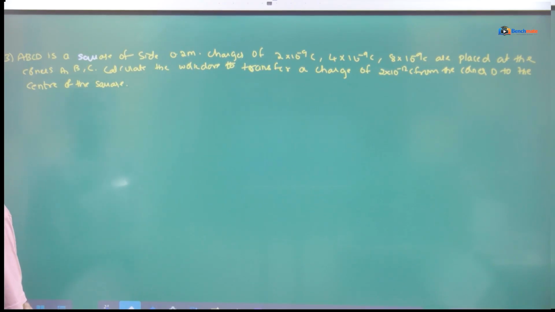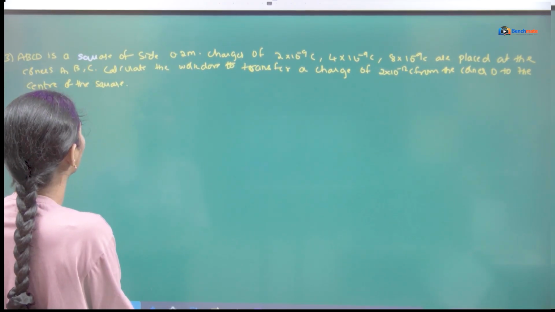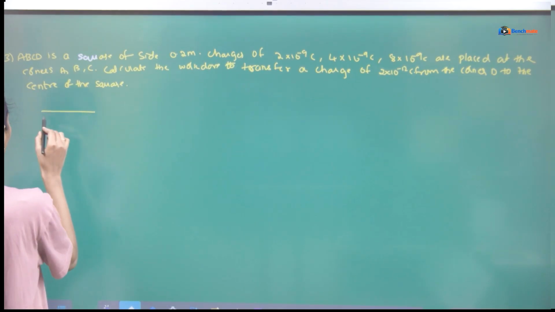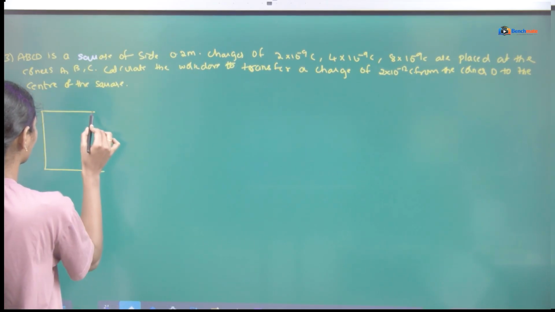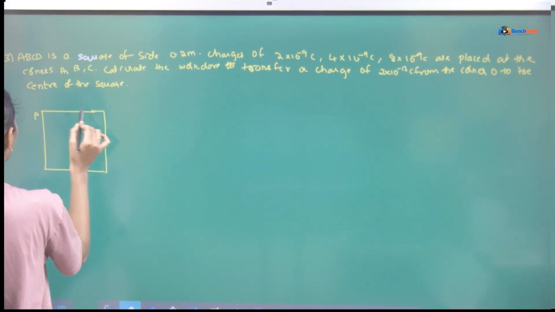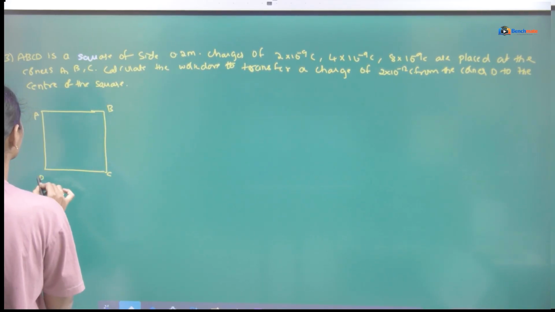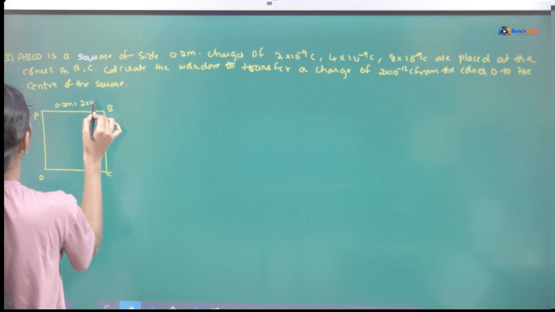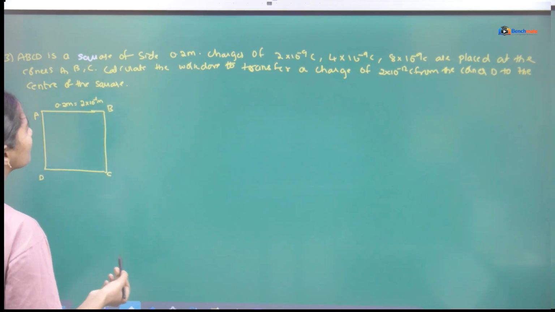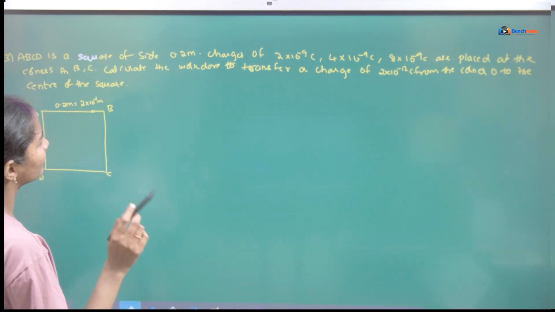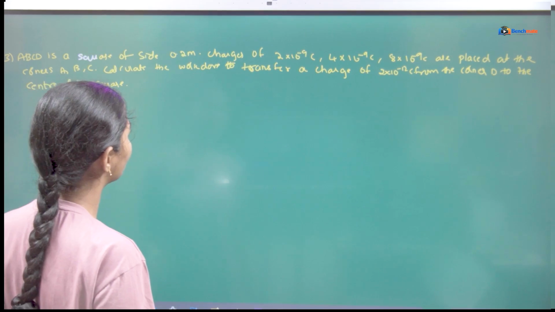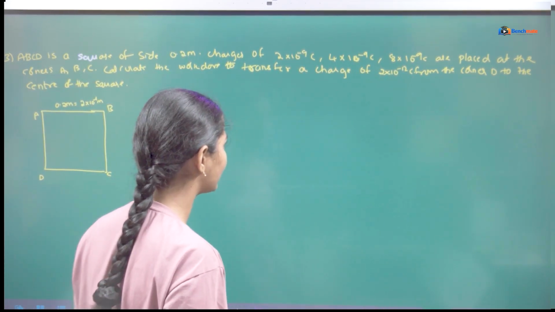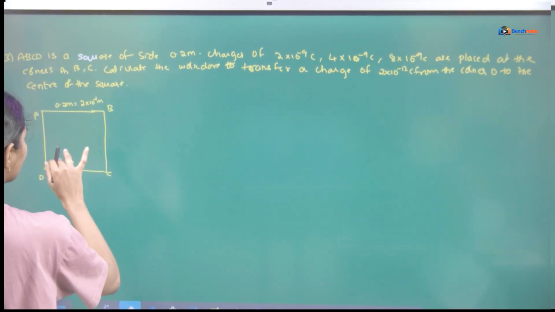Okay. The question is: ABCD is a square of side 0.2 meter. Better to draw the diagram so it will be easy for you to understand. So ABCD is the name of the square of side 0.2 meter. I'll write it as 2 into 10 power minus 1 meter because calculation will be easy for me. And 2 into 10 power minus 9 coulomb, 4 into 10 power minus 9 coulomb and 8 into 10 power minus 9 coulomb are placed at A, B, C corners.